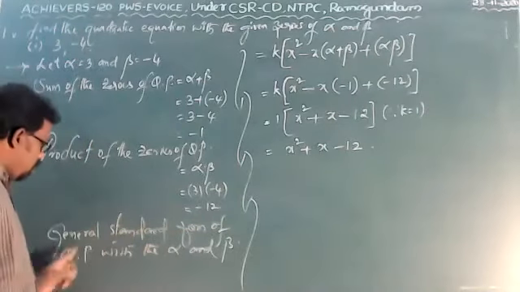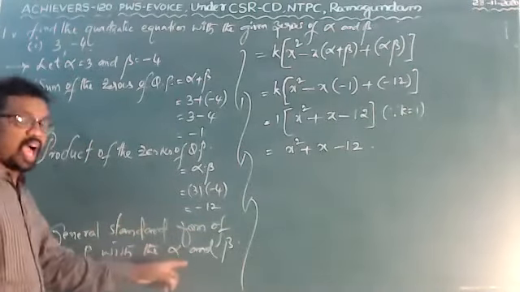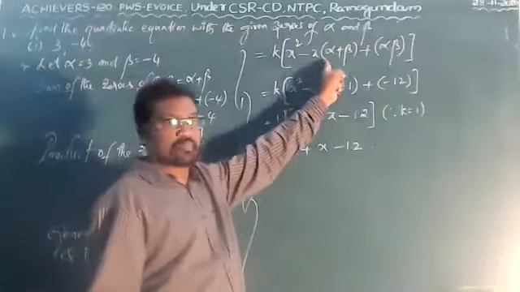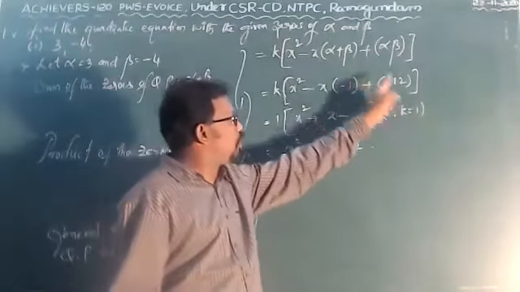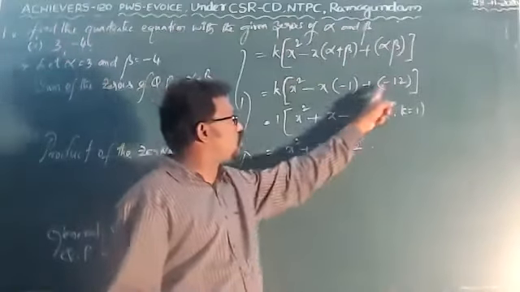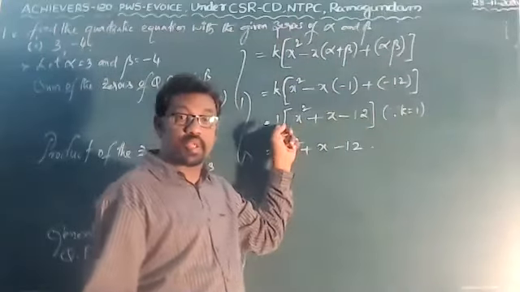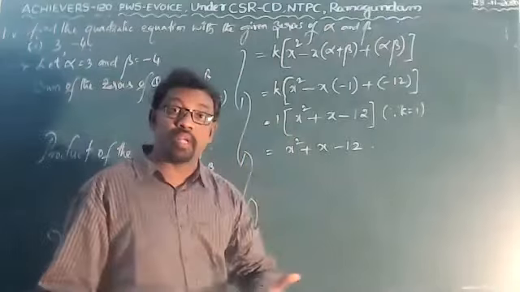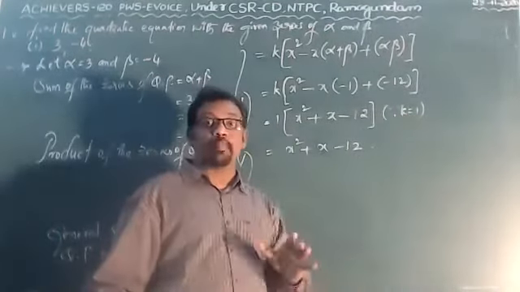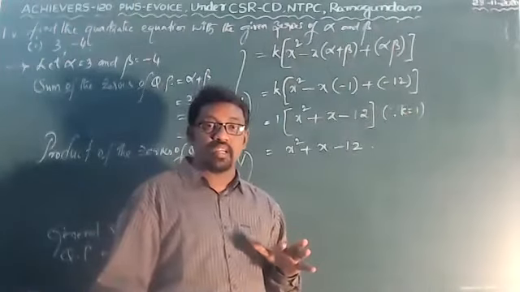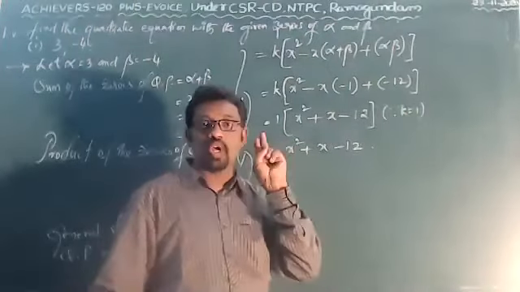The general standard form of a quadratic polynomial with alpha and beta is this formula. Substitute the sum of the zeros and the product of the zeros. Minus into minus is plus, plus into minus is minus. And here k is equal to 1, because there is no denominator. If you apply the statements like this, you will get full marks, which is 2 marks.